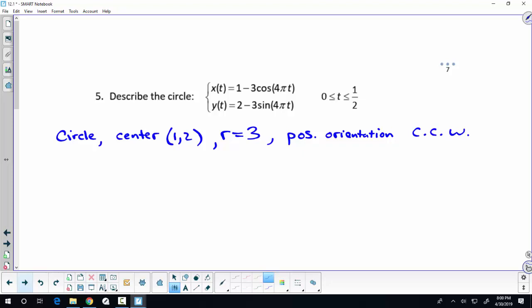How much of the circle do we get? One full circle. Do y'all agree with that? Okay, so our period is 2 pi over 4 pi. And then t is ranging from 0 to a half. So here, let's look at it this way. Period.